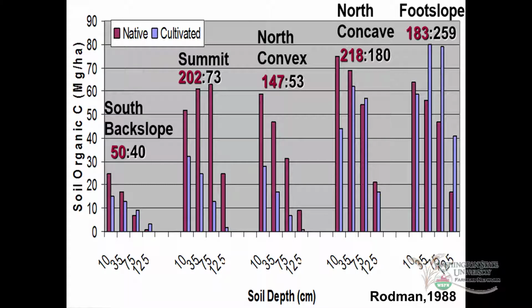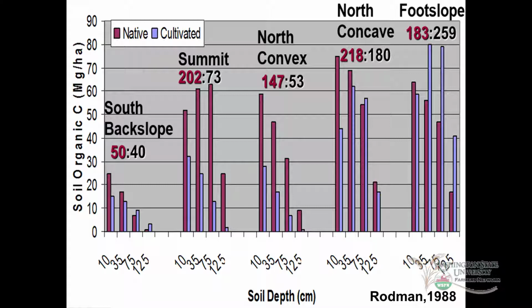This is an interesting study by Ann Rodman. She was a grad student back in the 1980s, and she went out to one of the native sites that we have just south of town here and did an across-the-fence-row comparison of the native site versus a field that had been in ag over the last 100+ years. She looked at it in terms of different landscape positions. Here's a south back slope, a summit position, a north side that's convex versus a north concave, and then a foot slope position, down in the lower portions of the field.